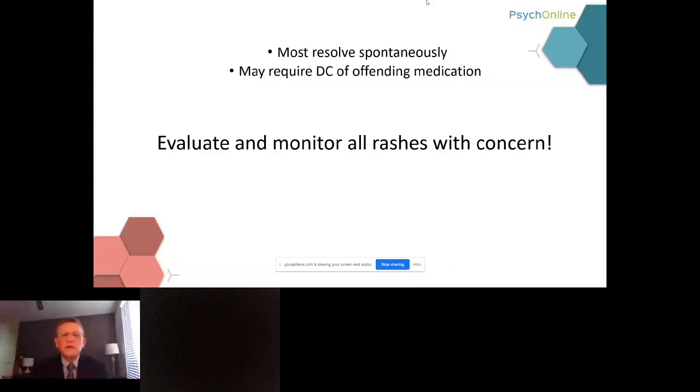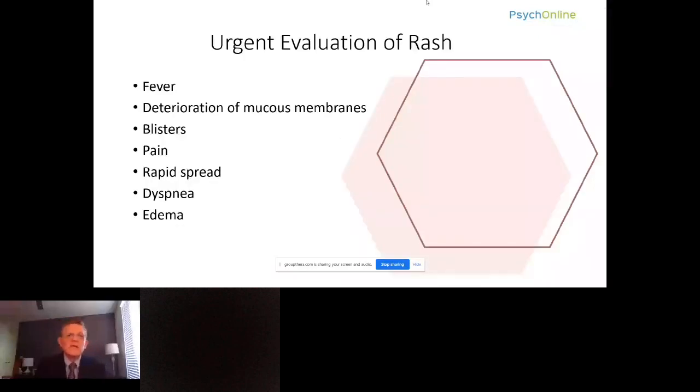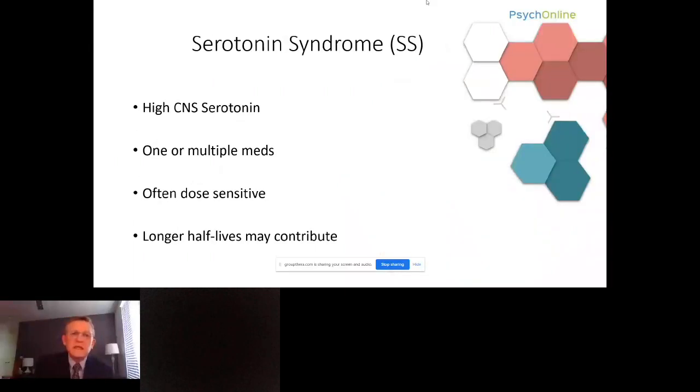You just have to remember that your patients need to know that you want to evaluate and monitor every single rash, and you're going to do it with concern. It's urgent when there's a fever, a deterioration of mucous membranes, blistering, pain, rapid spread, or trouble breathing or swelling. This is an emergency, and they must seek medical evaluation from a facility immediately.